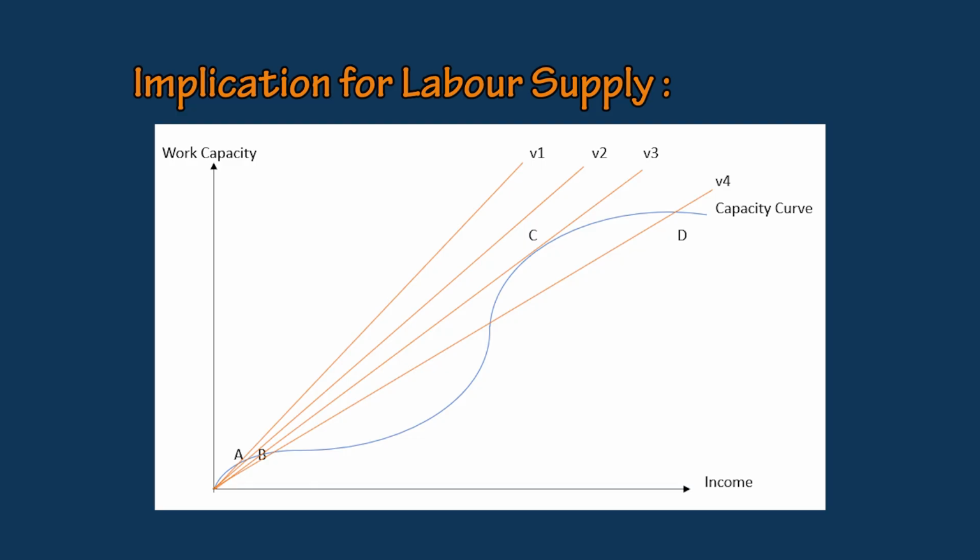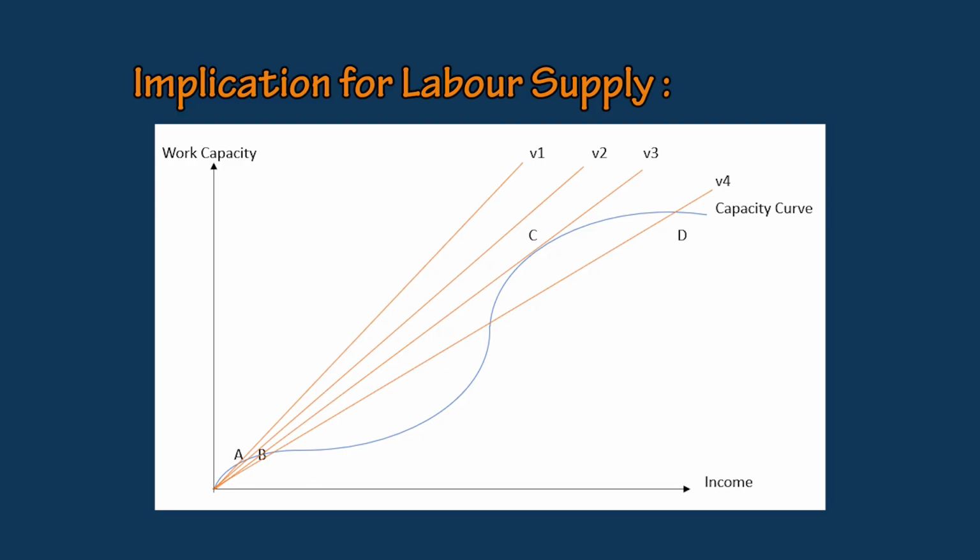In this figure, if the piece rate is V1, then the level of work capacity is A. If the piece rate increases to V2, work capacity becomes B. If the piece rate is V3, work capacity is C. On the other hand, if the piece rate is V4, work capacity is represented by point D.